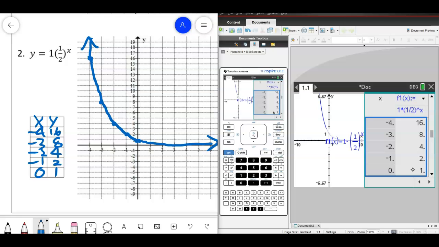All right. Now, exponential decay down to the right. Cool? All right, write that down, and then we're going to do the right part of the notes, and then we'll be done.